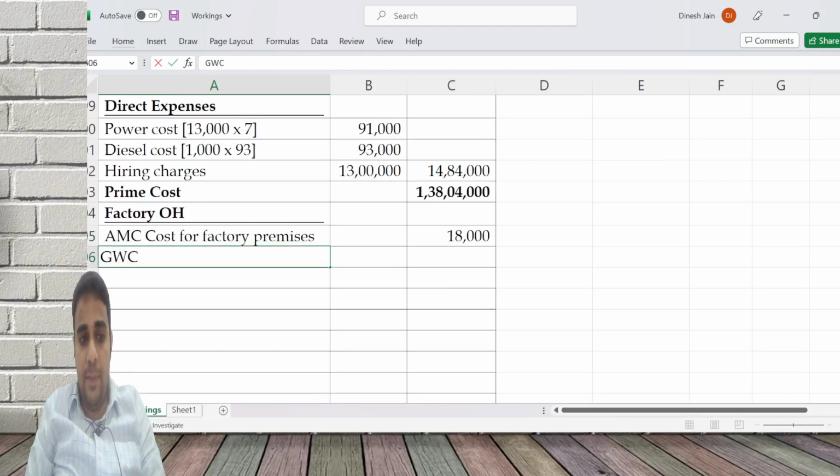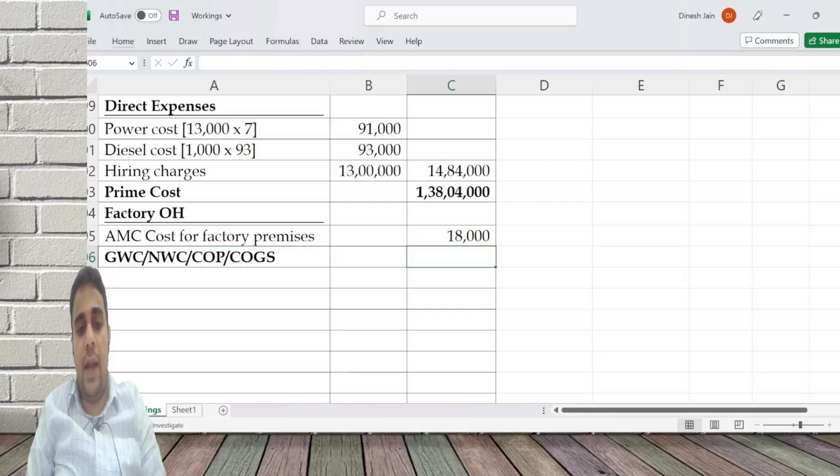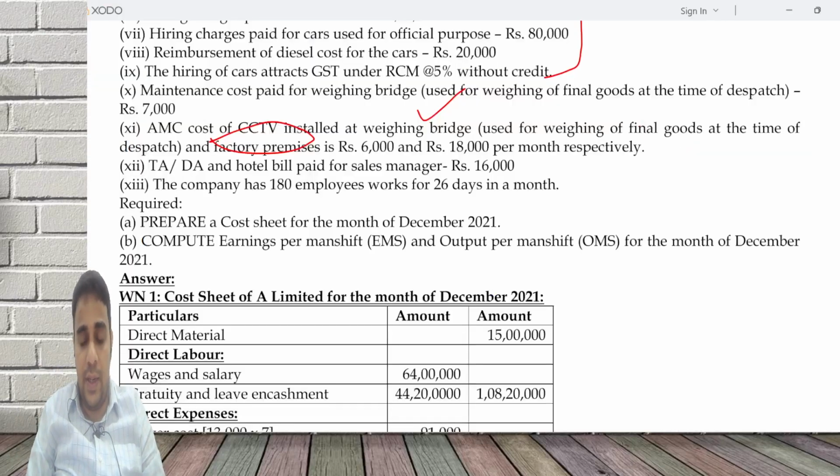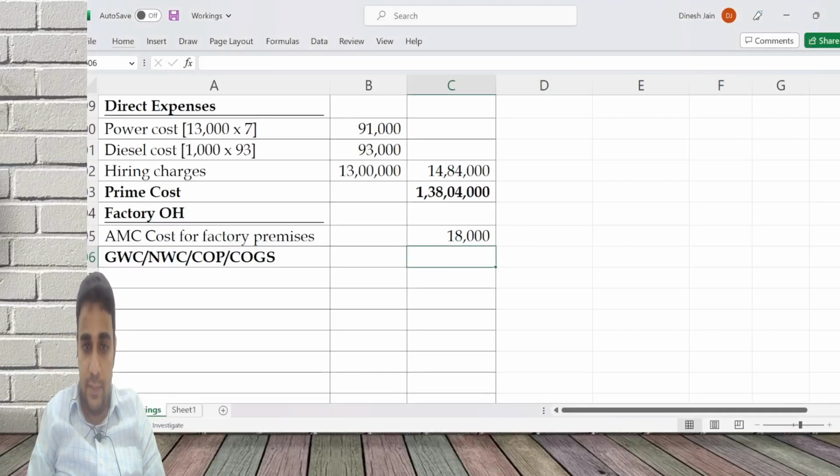You get GWC, NWC, COP, COGS. I don't have items like opening WIP, closing WIP, opening FG, closing FG, and those line items that used to be there. Quality control, primary packing, research and development, scrap related, all those items are not there.